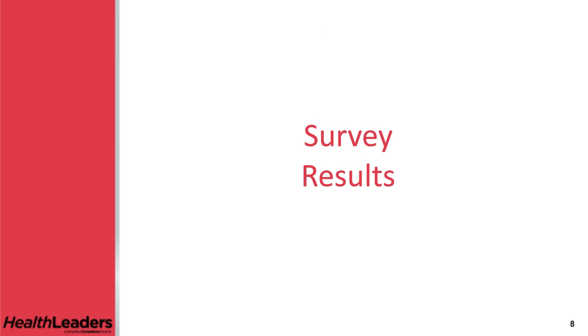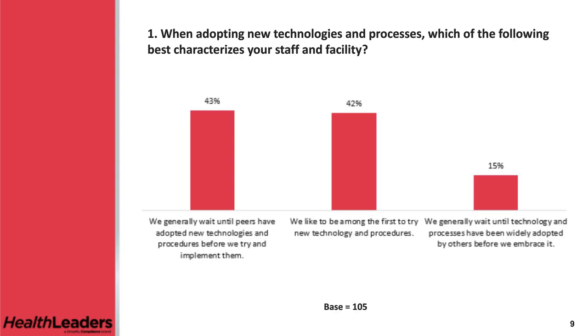So now I'm going to get into the data. Question one was, when adopting new technologies and processes, which of the following best characterizes your staff and faculty? 43% said that we generally wait until peers have adopted new technologies and procedures before we try to implement them. A nearly equal group, 42% of the respondents, said we'd like to be among the first to try new technologies and procedures. And the third column is, according to some folks, what they call laggards.